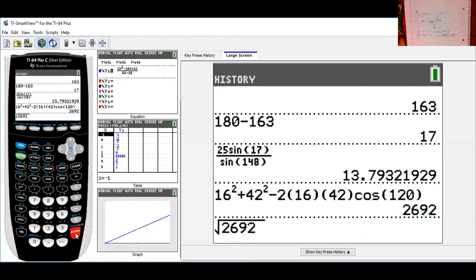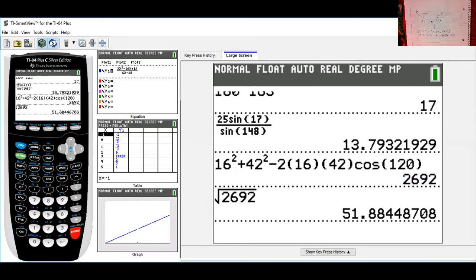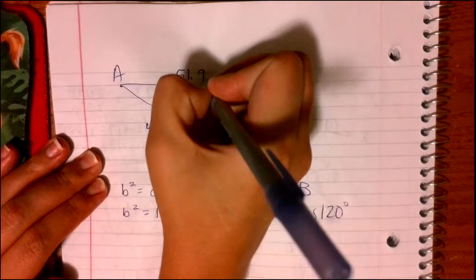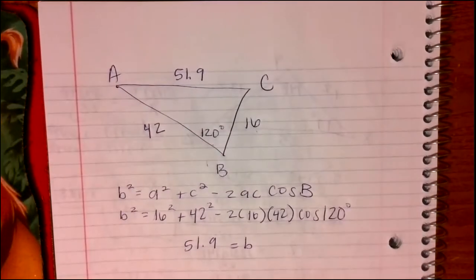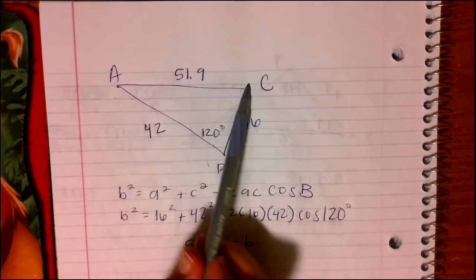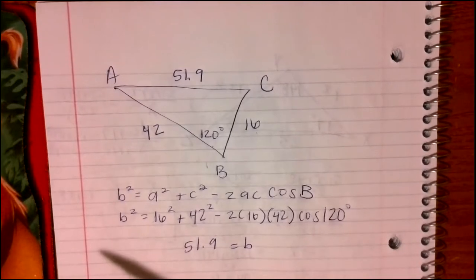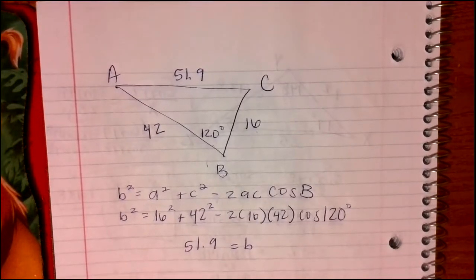I think it was the same rules. We'll look back. So if I rounded to the nearest tenth, I get 51.9 as side B. All right, so now we need two angles. And if I find one of the angles, then I'll be able to get the other by subtracting from 180. So it really doesn't matter which one you pick here.